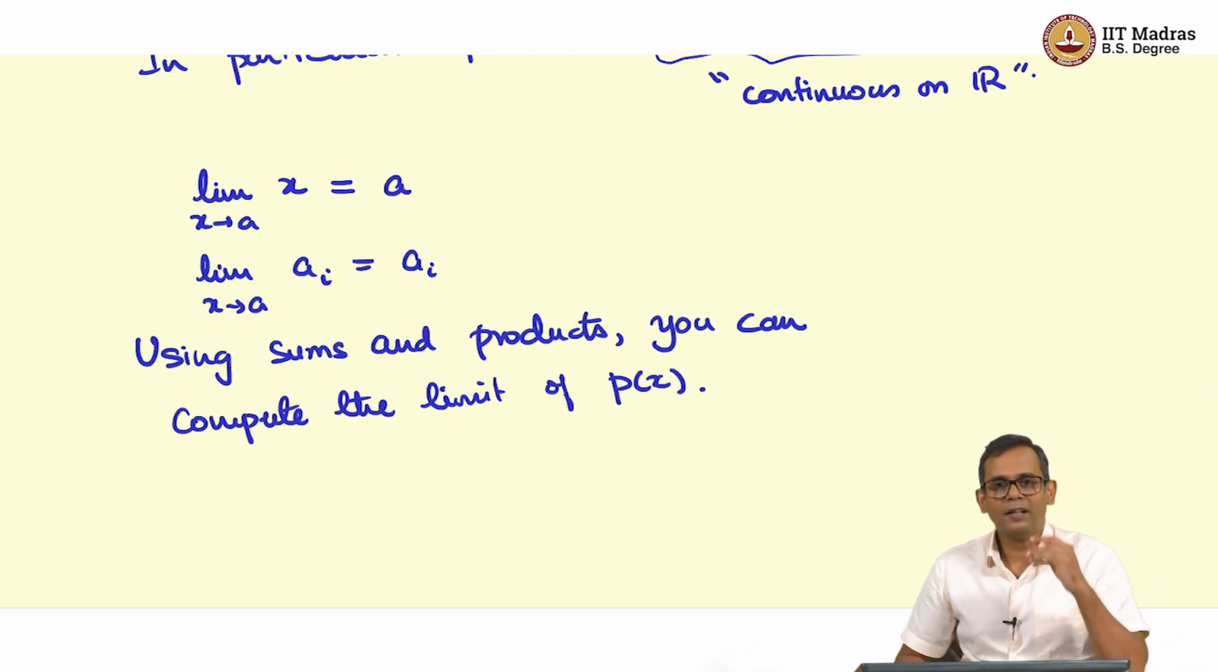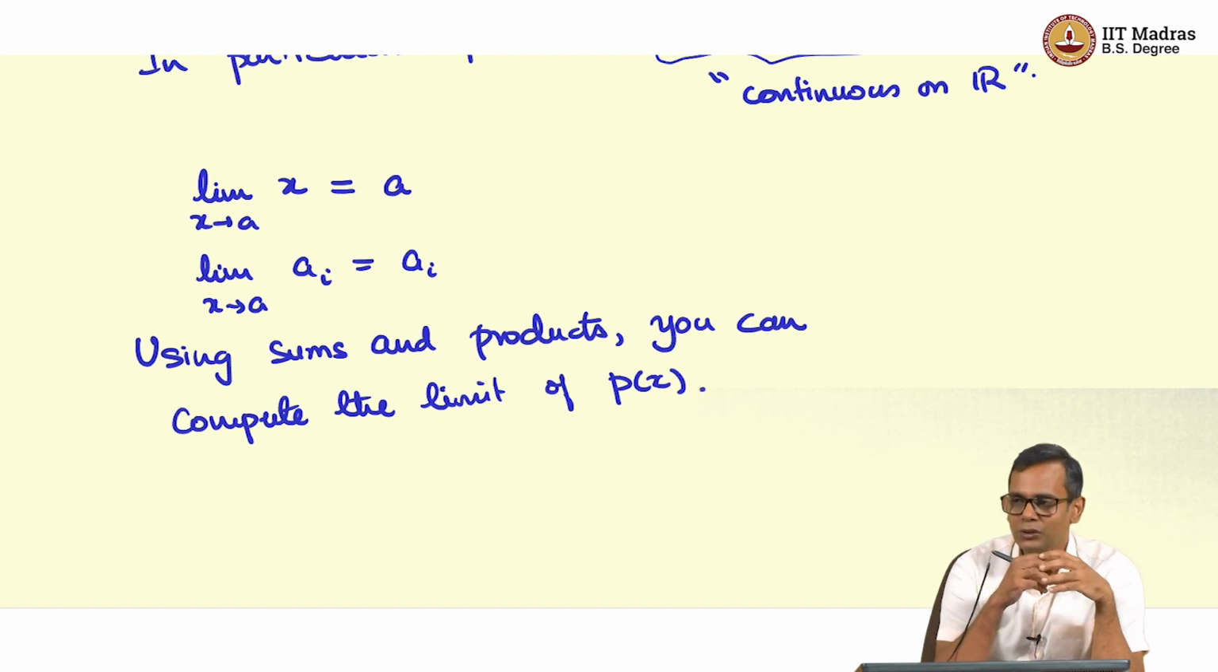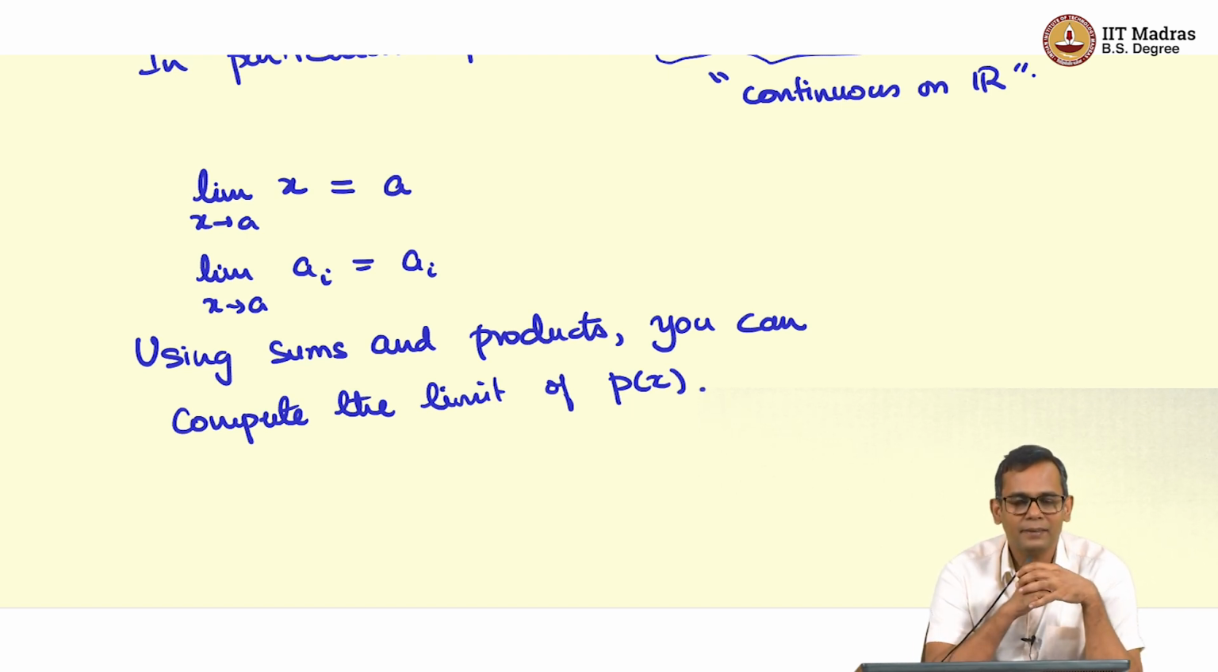And so, all that hard work we did to show that x to the n had limit A to the n as x goes to A was not really needed. We could have just used the product rule and the fact that the limit as x goes to A of x is equal to A.